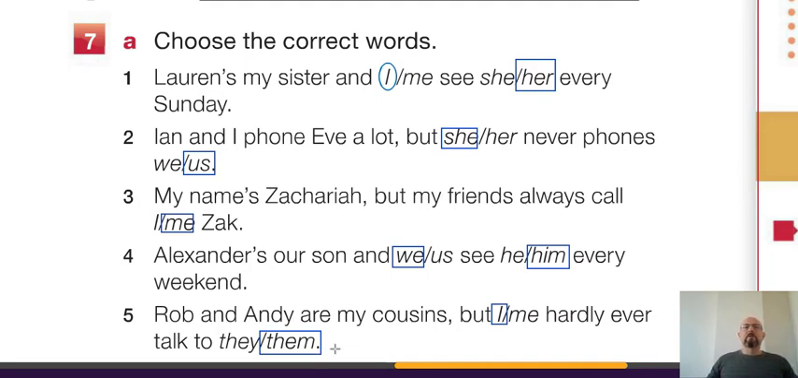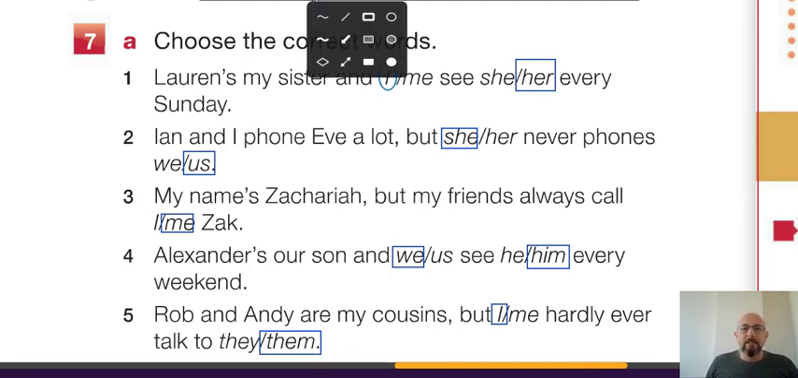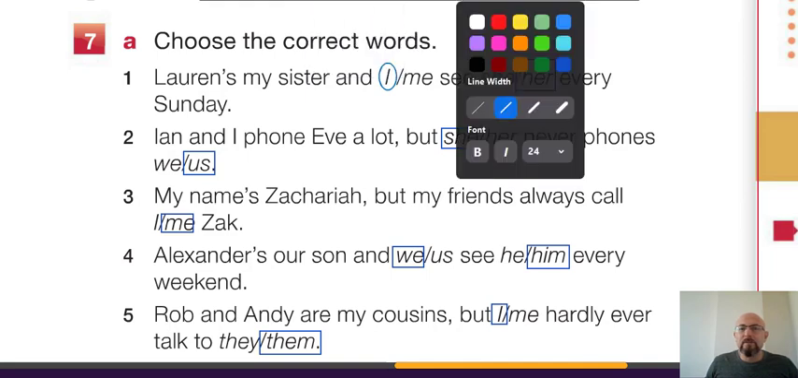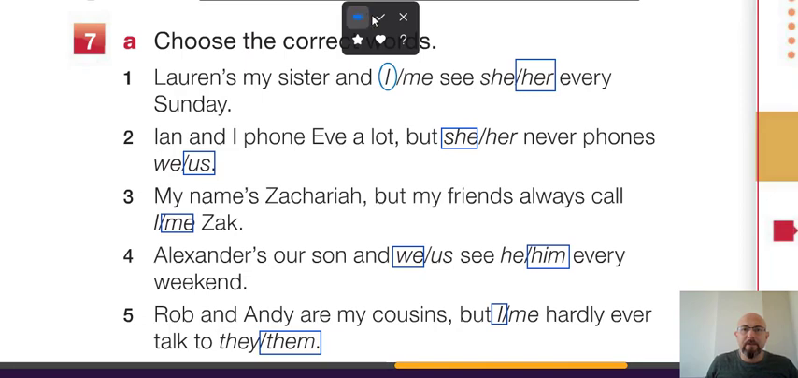Okay, so now let's see what the object pronoun refers back to. For example, here when I say Lauren's my sister and I see her, I see who?